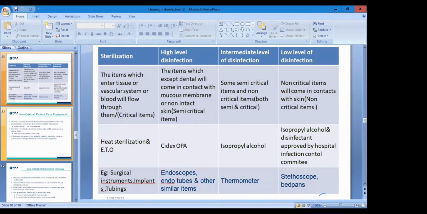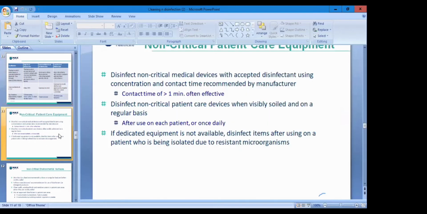In intermediate-level disinfection, some non-critical items such as thermometers are cleaned with isopropyl alcohol. Low-level disinfection is used for items like stethoscopes and bedpans. Whichever agents our hospital infection control committee approves are used for patient care.